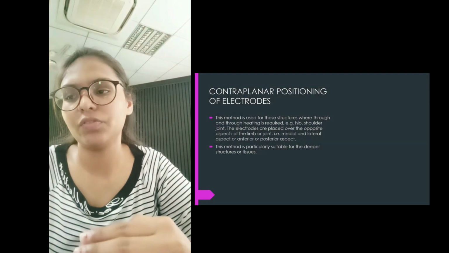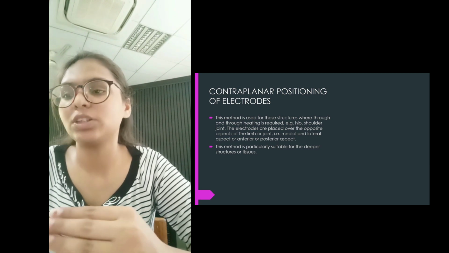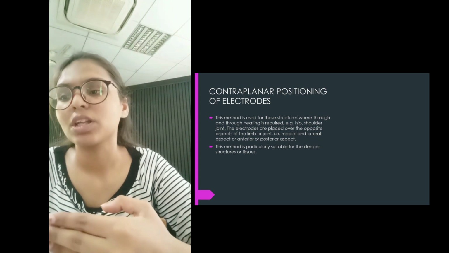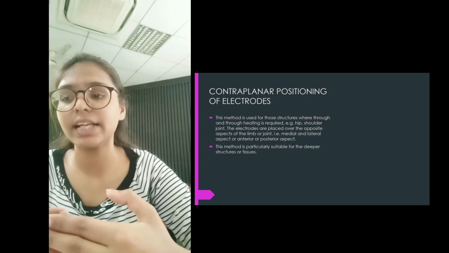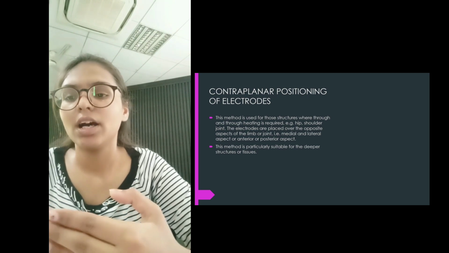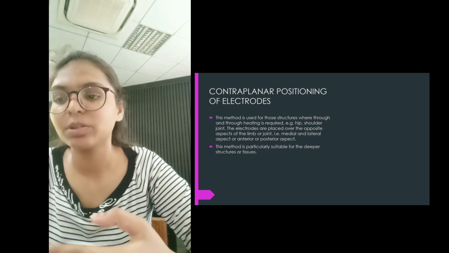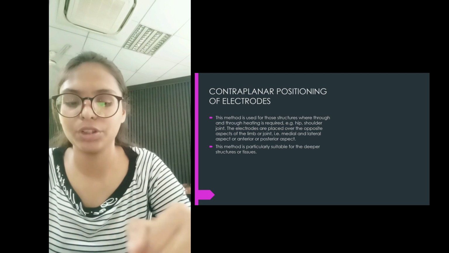Contraplanar positioning of electrodes. This method is used for those structures where through heating is required. Examples are the hip, shoulder, etc. The electrodes are placed over the opposite aspects of the limb or joint, medial and lateral aspect, or anterior and posterior aspect. This method is particularly suitable for deeper tissue structures.